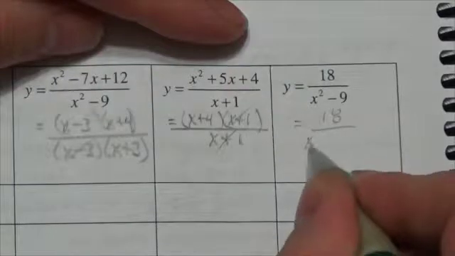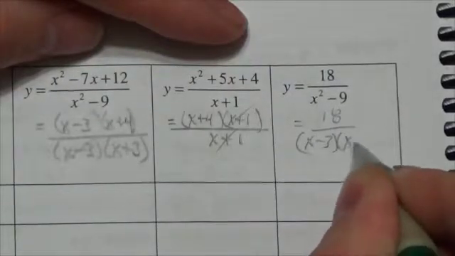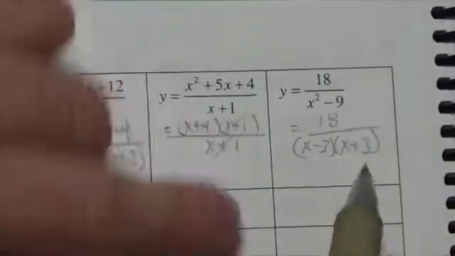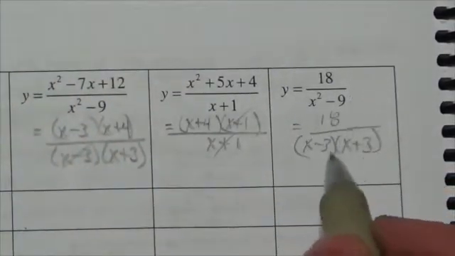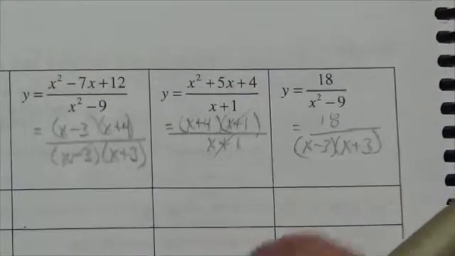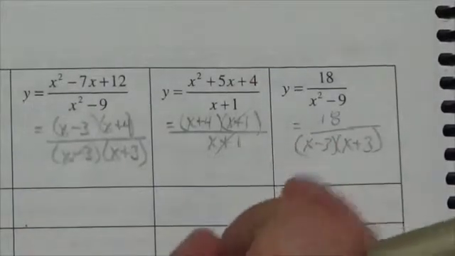Over here, this one here, x minus 3, x plus 3. Notice that there's no overlap here. There's no doubling up those factors, numerator denominator. So this one here is not going to have a point of discontinuity. It's kind of an interesting one.